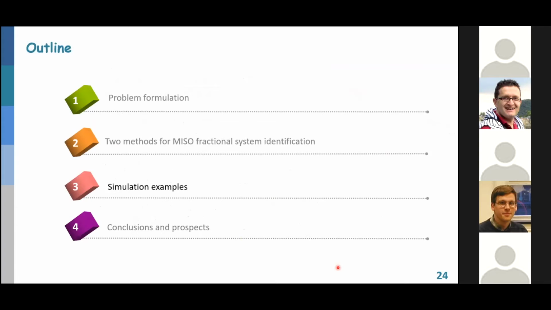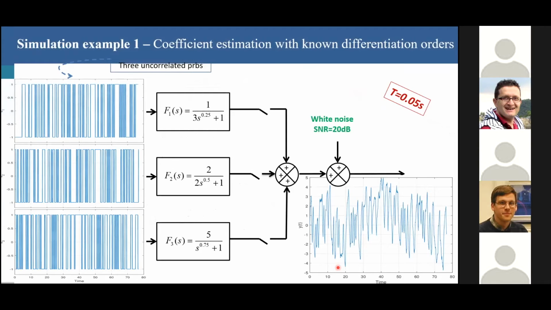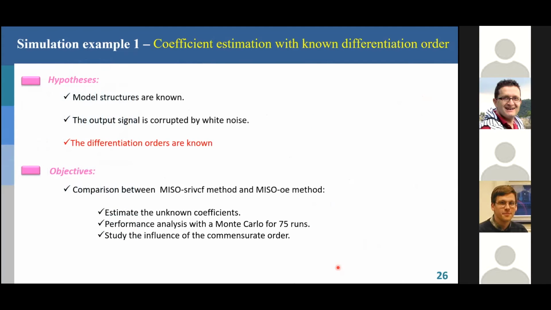Now I'm going to move on to the simulation examples. We begin with the first example, where we estimate the coefficients with known differential orders. The hypothesis here is that the model structure is known, the output signal is corrupted by white noise, and the differential orders are known. We're going to compare the MISO SRIVCF methods and the MISO OE methods, estimating the unknown coefficients. We perform the performance analysis with a Monte Carlo simulation of 75 runs, and in the end we study the influence of the commensurate order.